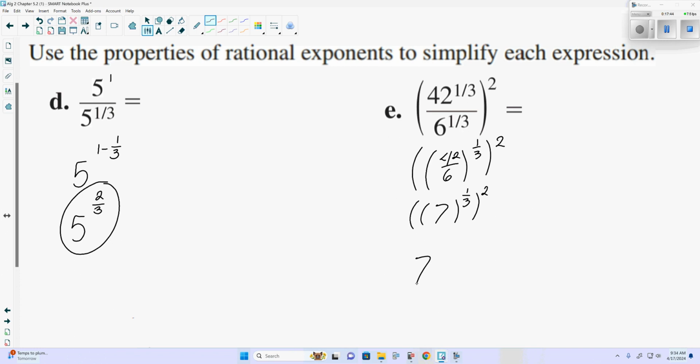Now we just need to get rid of all these parentheses. Again, they're powers of powers, yes? So we're really looking at 7 to the 1/3 times 2, which is 7 to the 2/3. Questions on this here? Would y'all say this is oddly simple and oddly complex all at the same time? So again, if something doesn't make sense, ask.